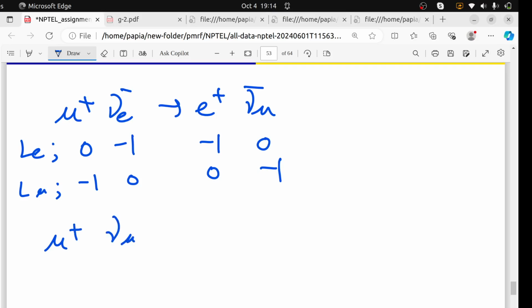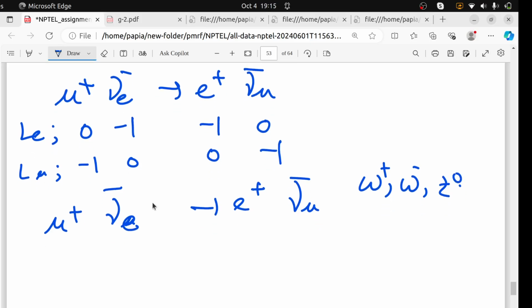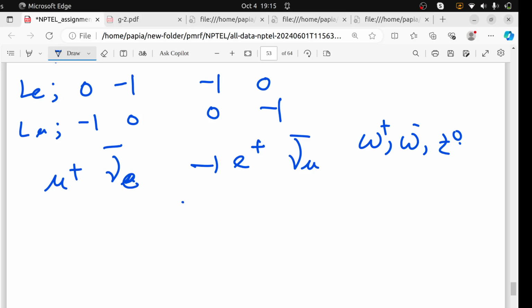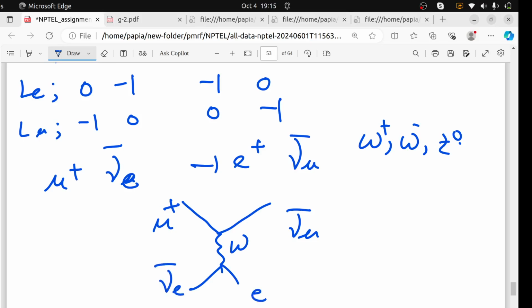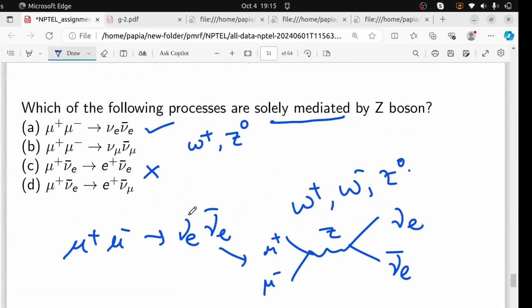Now coming to the interaction, which mediator will be there. Obviously it is a weak interaction, so W+, W− and Z0 can be the mediator. So let's check. μ+ ν_μ, W, ν̄_e, e+. That is the only possible interaction. Through Z it will not happen. So again, in that question, whatever they asked, that it is solely mediated by Z boson, that is also not correct. Only W. So the correct option is A, which is solely mediated by Z boson.